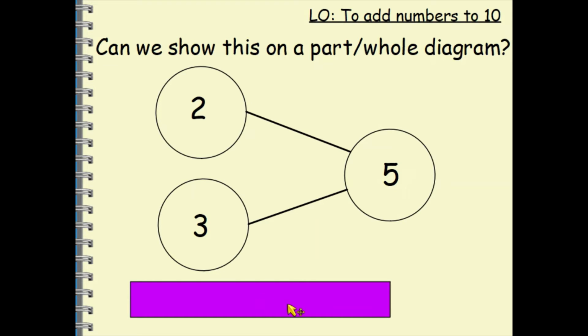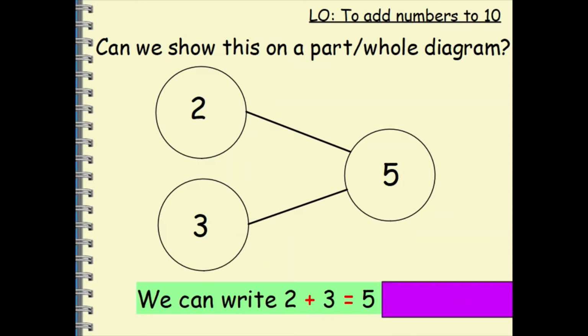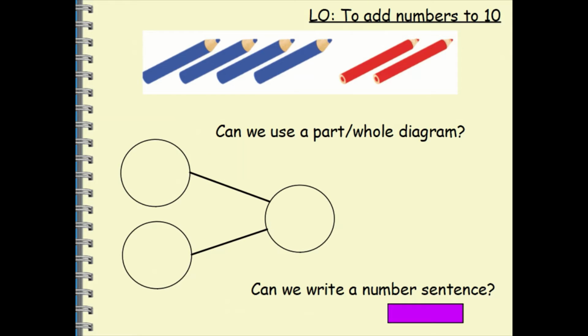Now, how can we write a number sentence for this? We could add our 2 parts to equal our whole. So we could say 2 add 3 equals 5.